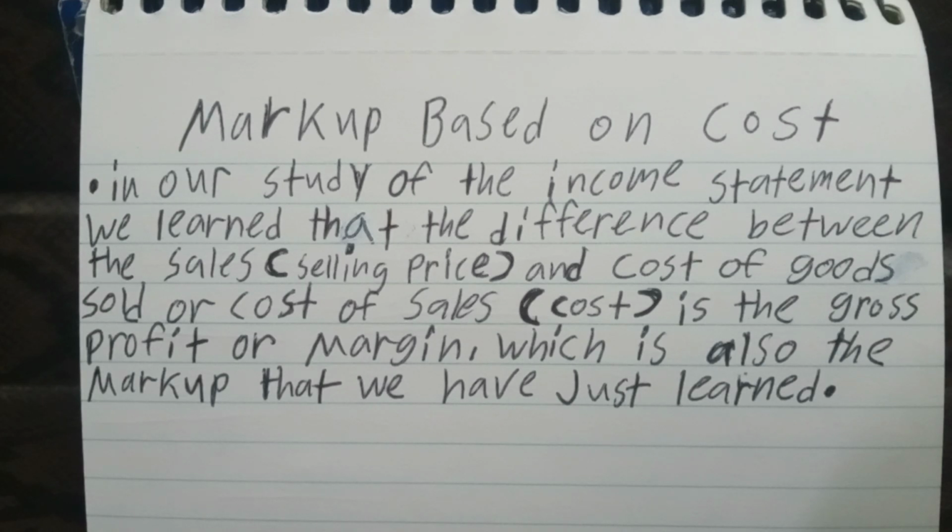In our study of the income statement, we learned that the difference between the sales, or selling price, and the cost of goods sold or cost of sales is the gross profit or margin, which is also the markup that we have just learned in my previous videos, which you can always check out.